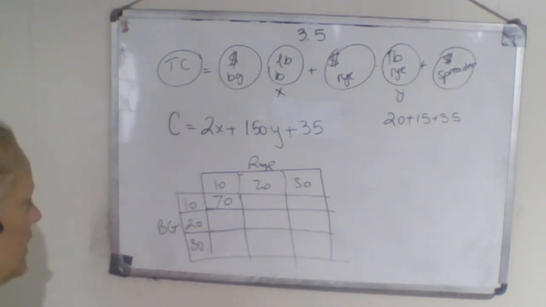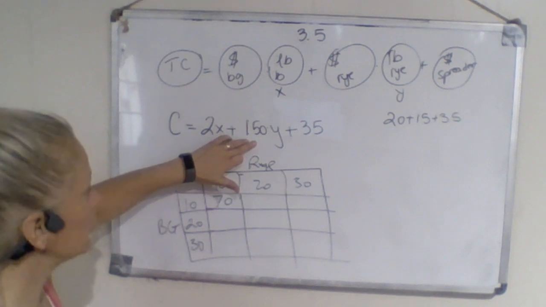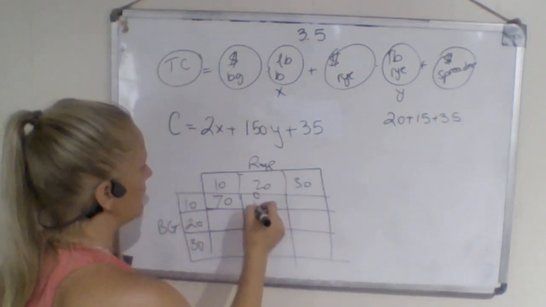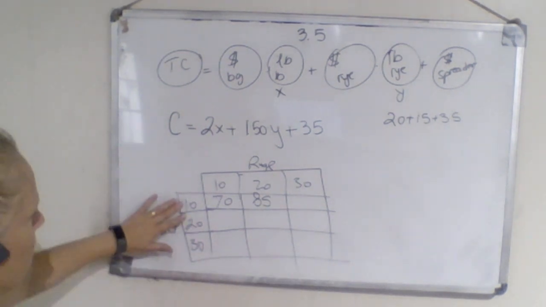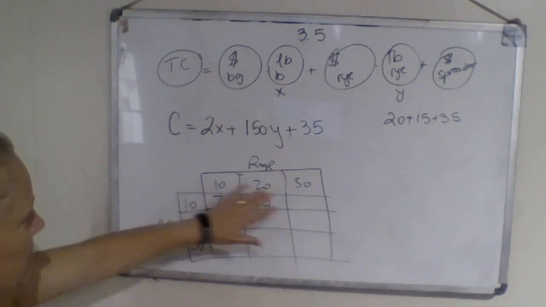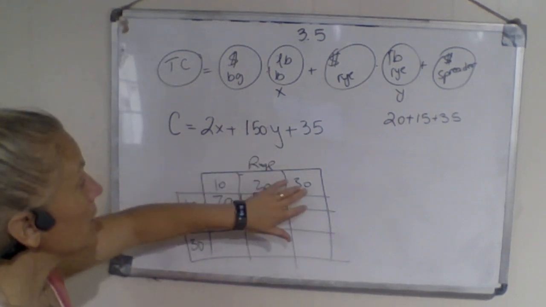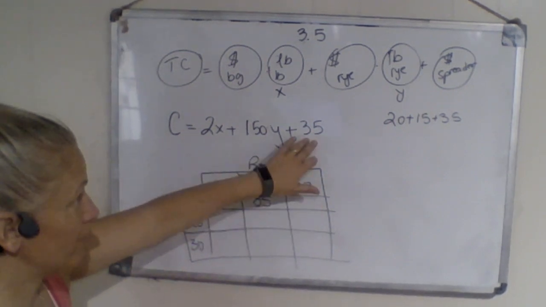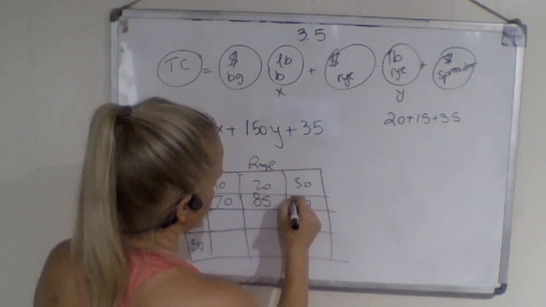What if I buy 10 and 20? Well, it's going to be 20 plus 30, which gives me 50 plus 35 is 85. And then I'm going to do the last one, and then you can look in the book for the table. If I buy 10 pounds of bluegrass and 30 pounds of rye, then I get 20 plus 45, 65 plus 35, I get $100, right?